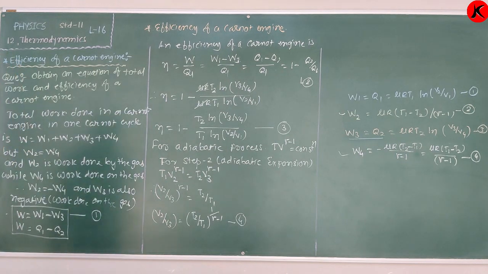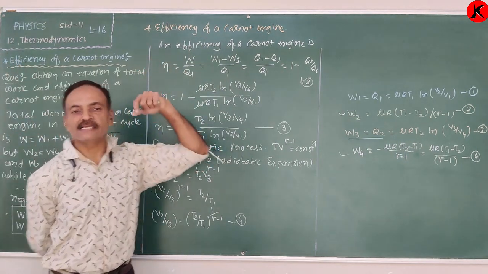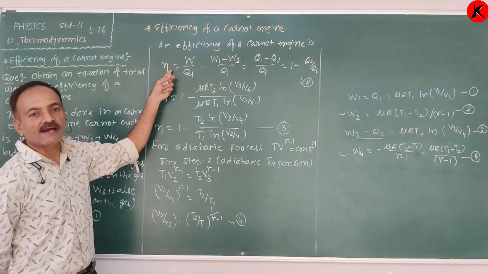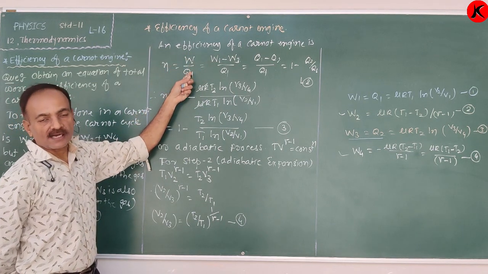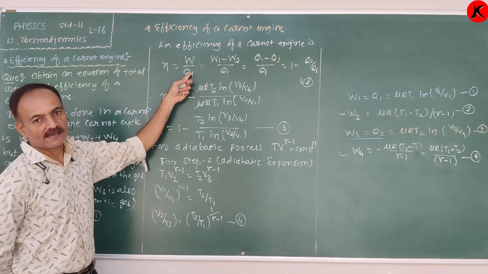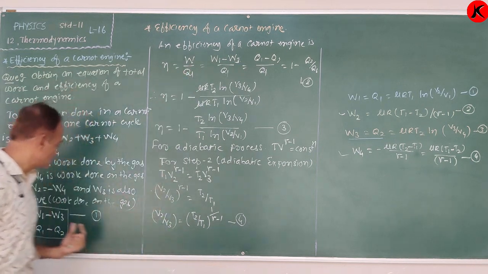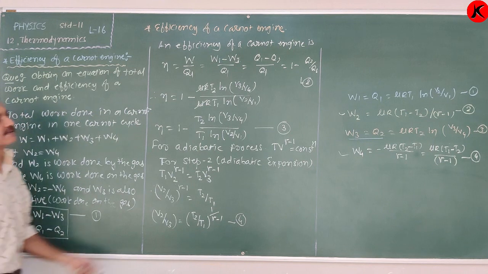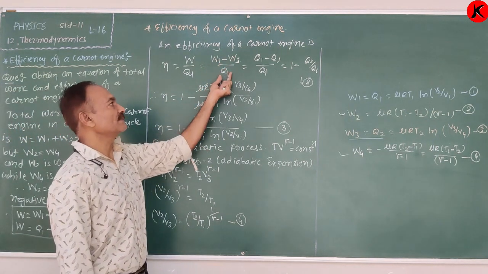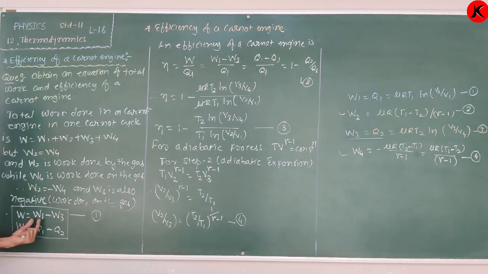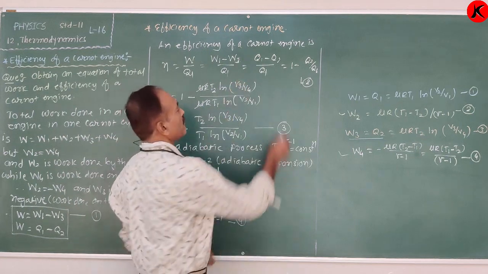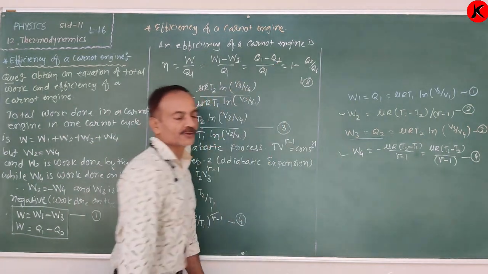Again, we repeat, the efficiency of the Carnot engine is N is equal to the total work done per cycle to the total heat absorbed per cycle. Already we know that W is equal to W1 minus W3, and the total heat absorbed is Q1. But W1 is equal to Q1, W3 is equal to Q2. Therefore, Q1 minus Q2 upon Q1.